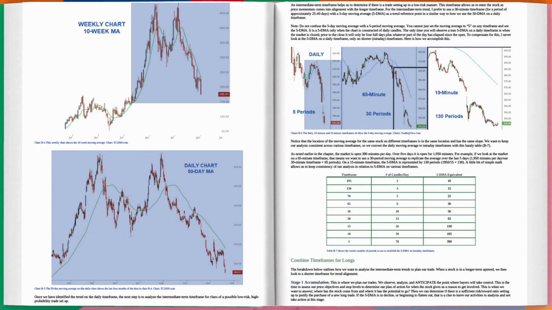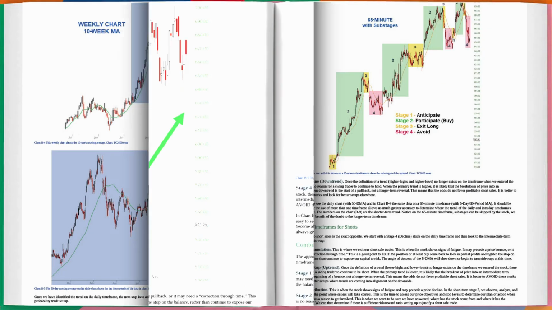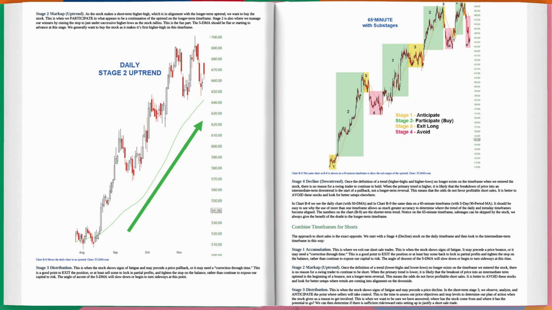If the 5 DMA is in decline or beginning to flatten out, that is a clue to leave our activities to analysis and not take action at this stage. Stage 2 markup uptrend. As the stock makes a short-term higher high, which is in alignment with the longer-term uptrend, we want to buy the stock. This is when we participate in what appears to be a continuation of the uptrend on the longer-term time frame.